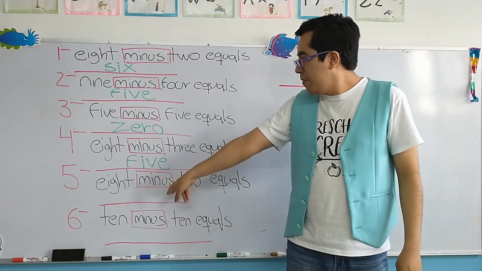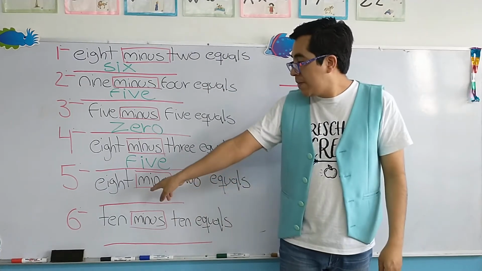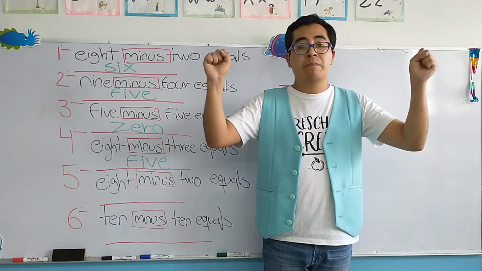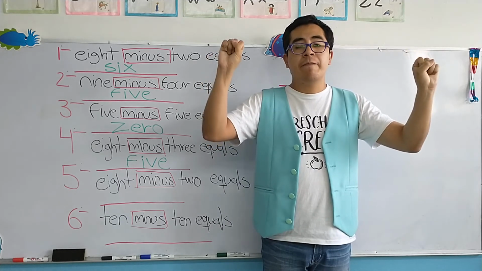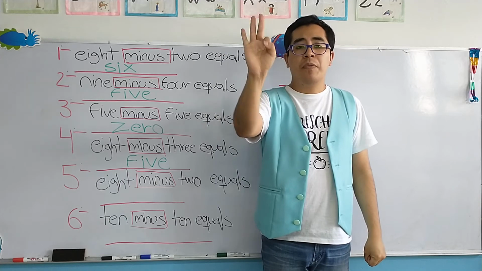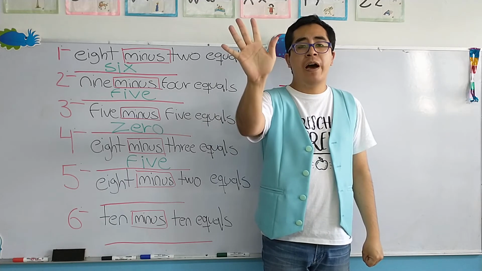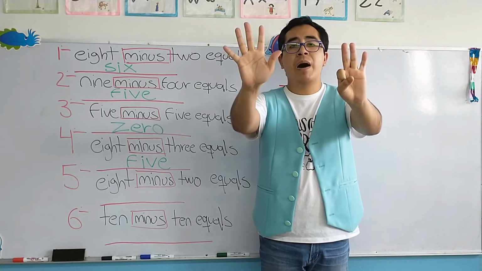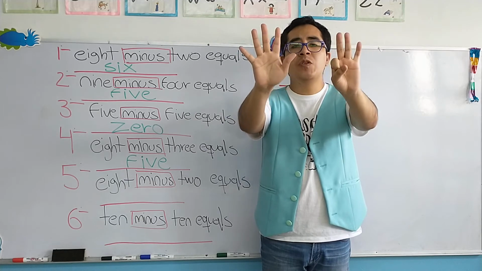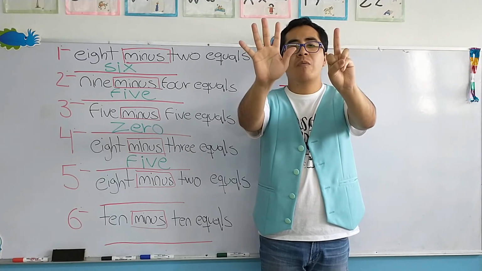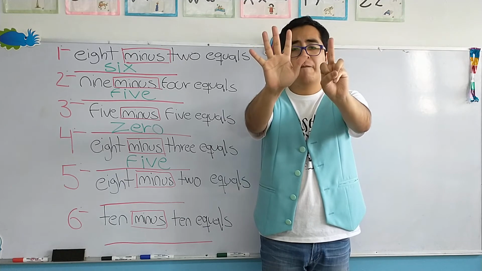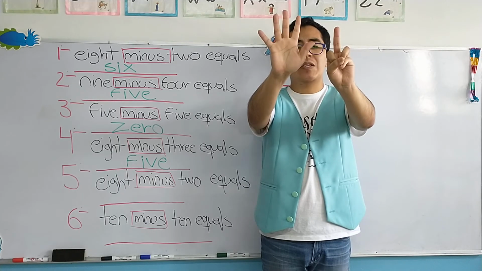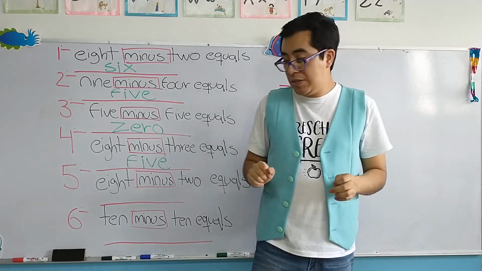Let's continue with the number 5. It says 8 minus 2. So once again, using both of our hands. 8, 1, 2, 3, 4, 5, 6, 7, 8. 8 minus 2. We remove 2. 1, 2. What's the result? What's the total? 1, 2, 3, 4, 5, 6. The result, number 6.